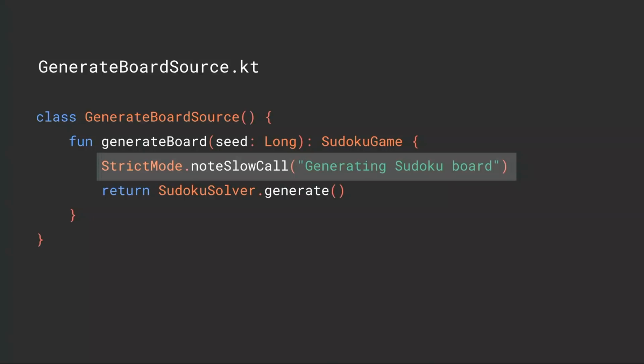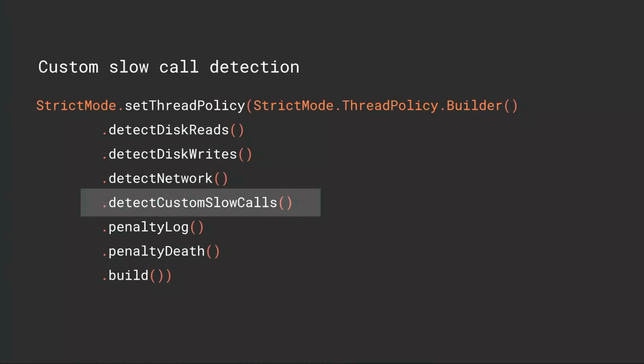OK, so going back to our problem with our generate board call, what can I do with it? So strict mode has this method of telling it that a call can be slow. So here, as a developer, as the person who created this Sudoku algorithm, I will tell strict mode to note the slow call. And now whoever else touches my code and is using it and uses strict mode as well, if they also set the detect custom slow calls thread policy, again, they will get notified. Their app will crash, they will get the log, and they will know to never call that generate board method on the main thread.